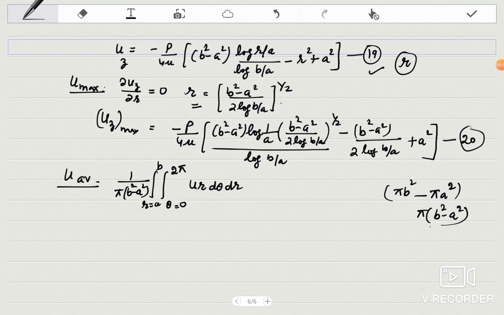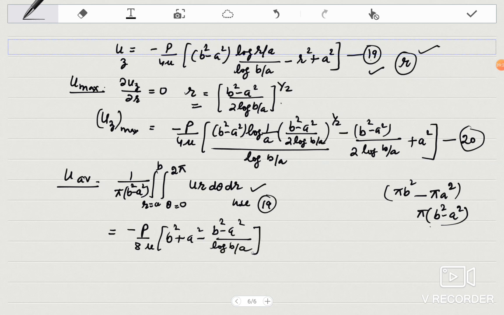Now again you calculate this with the help of 19. Use 19 and get u average. It will be −(P/8μ)[(b² + a²) − ((b² − a²)/log(b/a))]. So this will be u average. Now you can very well find flux. For flux, you just multiply 21 by π(b² − a²), and you will get your flux.